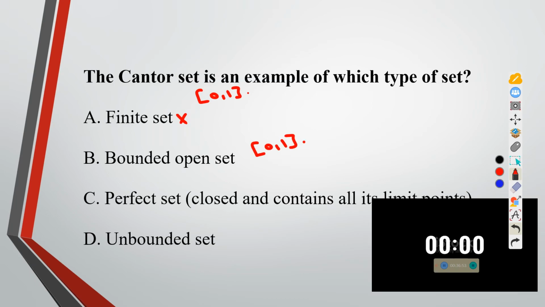This is a closed set. So if it is open, it means it would have been like this. It does not contain its interior points. However, this contains its interior points. So it is not a bounded open set.